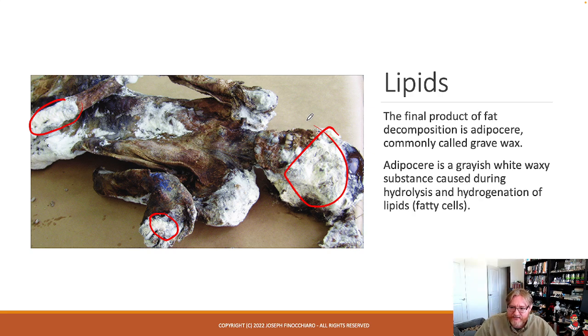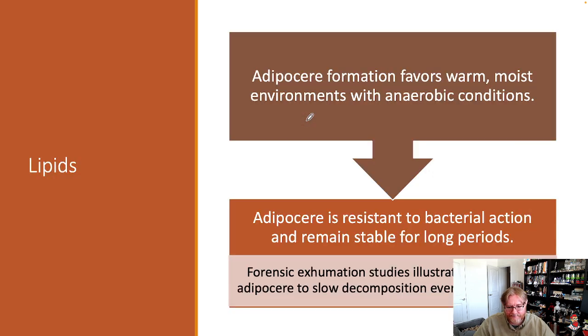You can differentiate this from mold because you don't see any of the green associated with the mold, nor do you see any fibrous elements coming off of the body. Adipocere is a grayish-white waxy substance caused during the hydrolysis and hydrogenation of lipids. Adipocere formation favors warm, moist environments with anaerobic conditions.